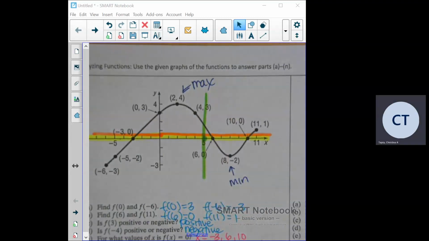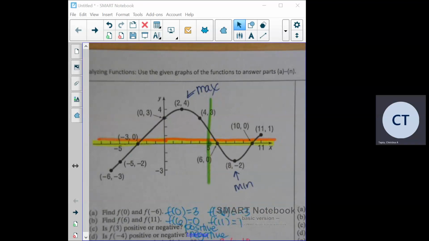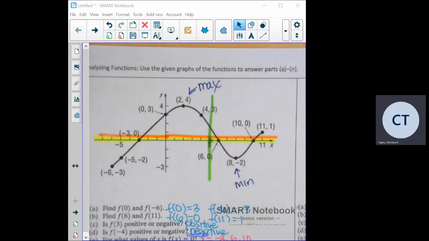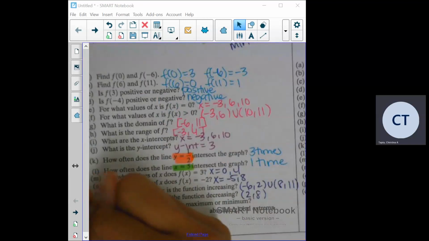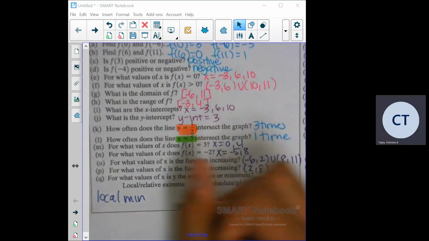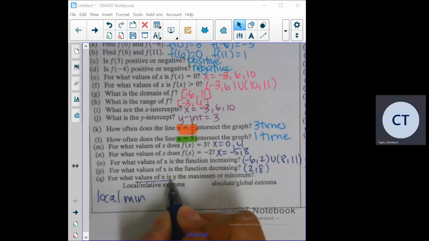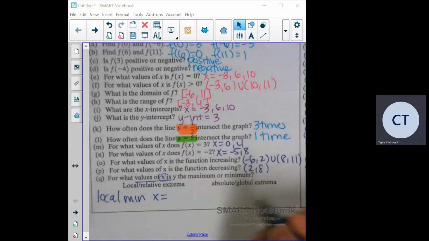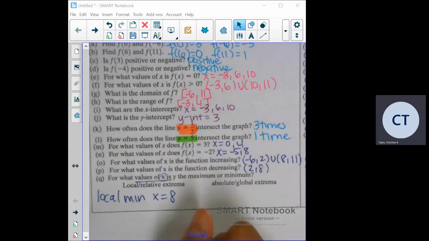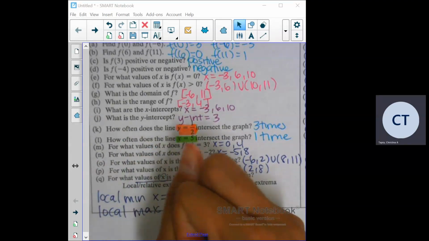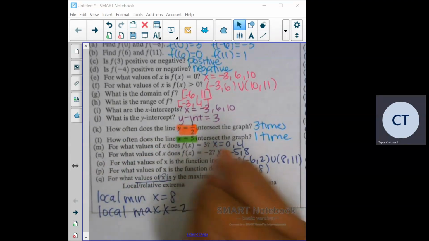So if you're wanting to look for your local maximum and minimum, look in the middle of your graph. Don't look at the far endpoints. So for my local min, it says for what values of x, so I'm only going to write the x's. x is going to equal, for my local minimum, 8. And for my local maximum, this is going to be x equals 2.